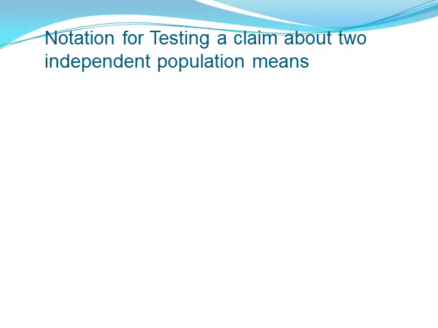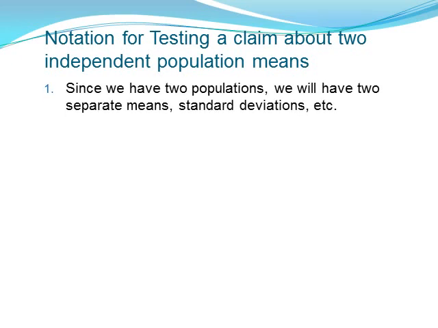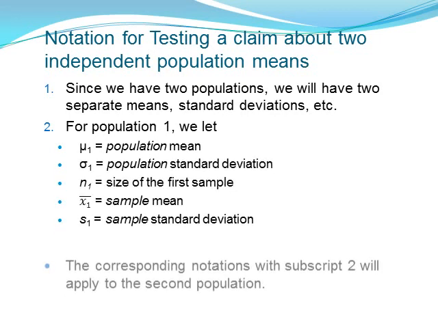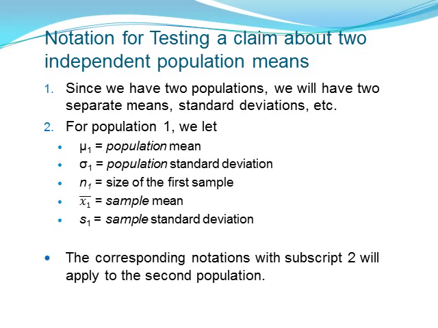Now we want to discuss the notation for testing a claim about two independent population means. Since we have two different populations, we're going to have two separate means and two separate standard deviations, etc. So for population 1, we let mu sub 1 be the population mean, sigma sub 1 the population standard deviation, n sub 1 the size of the first sample, x bar sub 1 the sample mean, and s sub 1 the sample standard deviation. The corresponding notations with subscript 2 will be used for the second population.